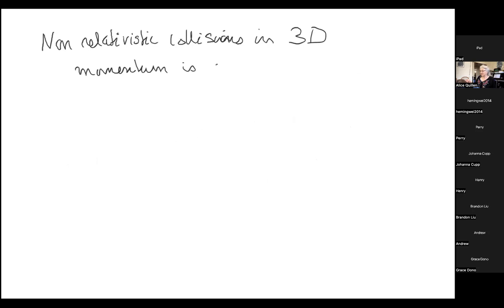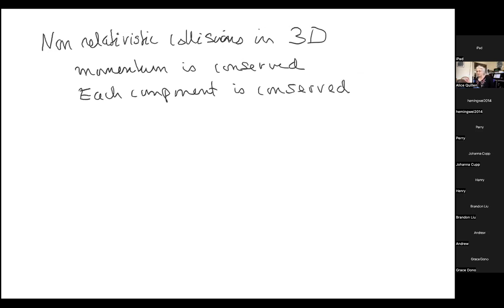Okay, so let's think about non-relativistic collisions in 3D, for example. Momentum is always conserved in these collisions. But now we've got 3 components, so each component is conserved separately, so you actually get 3 equations. And if it's an elastic collision, then energy, or kinetic energy, is conserved.